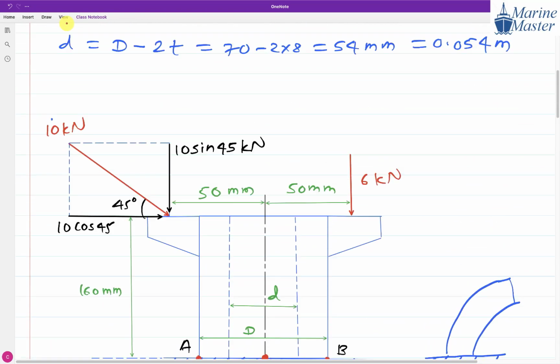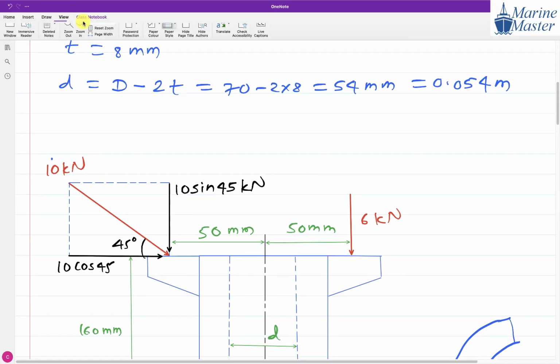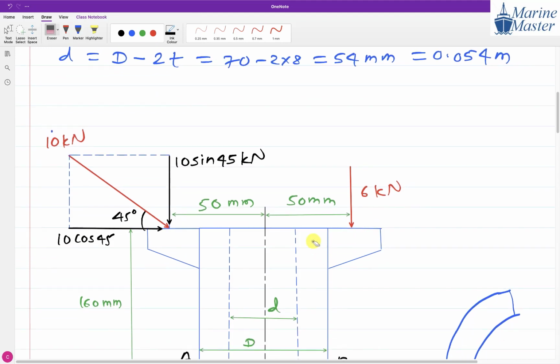Now tell me, what is your question? Ask me. This 6 kilonewton, what about this 6 kilonewton? This 6 kilonewton is acting on the collar, not on the column. See, it is not necessary. It can act on the column also. Generally, for loads we prefer a collar. So this is only for showing. Instead of the collar, it can be on the column also, guys. Don't worry about this one.